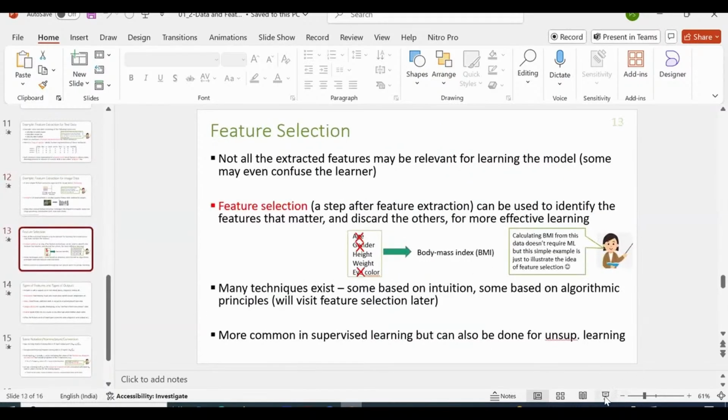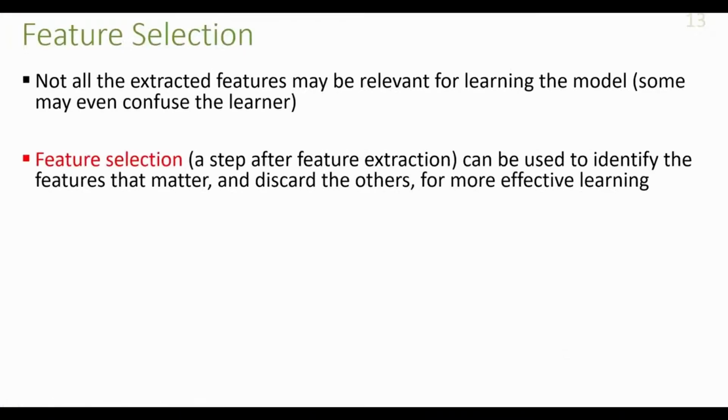Sometimes we also do feature selection, because not all features are relevant for training the machine learning model, and sometimes if you use all features, it may also confuse the model. Let me give you one example. Let's say you want to calculate the body mass index, and you have several features: age, gender, height, weight, and eye color. These are the features present in the data set, and our goal is to calculate the body mass index.